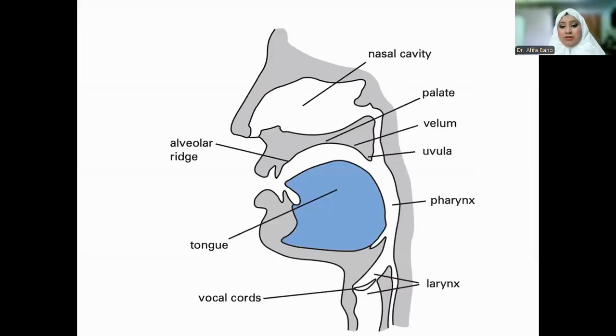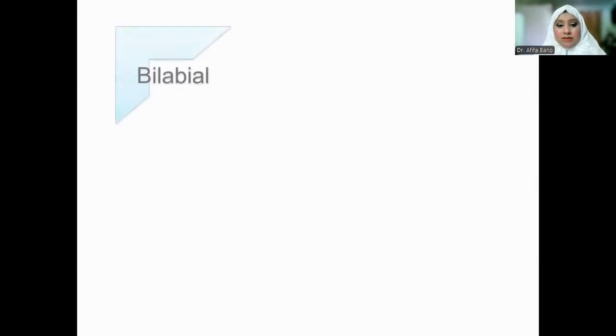Now, this is the picture we discussed before also. These are the parts of speech that we have: nasal cavity, palate, velum, uvula, pharynx, larynx, vocal cords, alveolar ridge, tongue, teeth, lips. All these are responsible for making speech sounds. Now, let's begin with the place of articulation of consonant sounds.